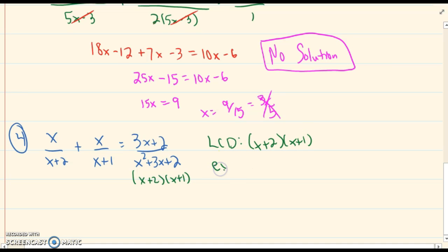In our excluded values, this factor right here, x plus 2, when we set that equal to 0 and solve, x can't equal negative 2. And when we do the same thing with the second one, x can't equal negative 1. So those are the values that we cannot use. Our next step, take our LCD and multiply through.